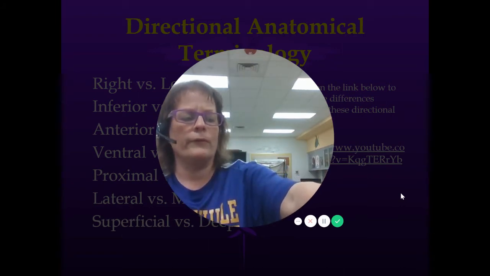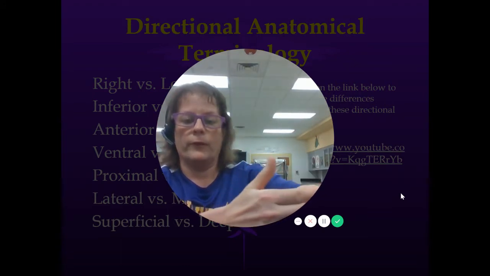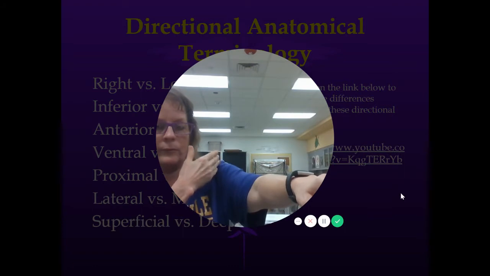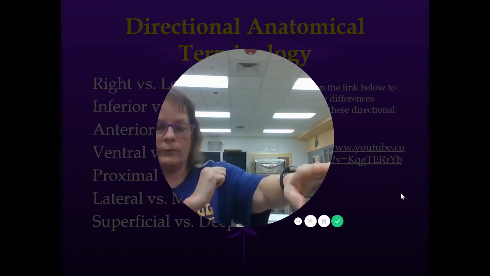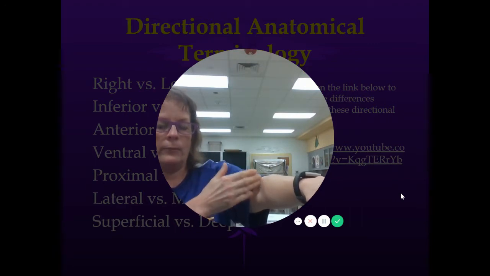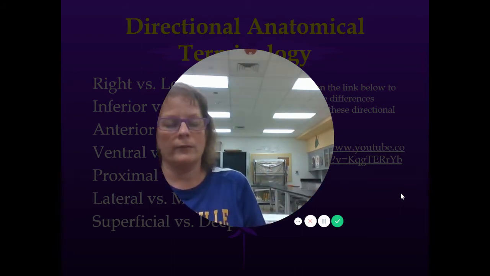But if I'm comparing fingers to wrist, let's say, the wrist is proximal to the fingers, okay? Because my wrist is closer to the point of attachment, my shoulder, than my fingers are. If you're talking about elbow versus wrist, the elbow is the proximal part and the wrist is the distal part. So again, and same thing on the legs.